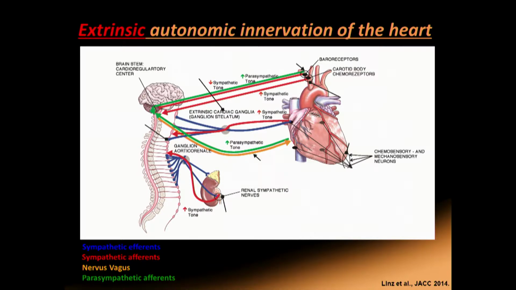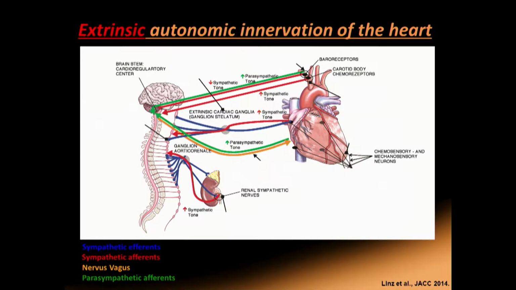In this first slide, you can see the complex interaction between the central sympathetic nervous system and the heart. The heart is innervated by both sympathetic as well as parasympathetic efferents. The sympathetic efferents mainly originate at the thoracolumbar region of the spinal cord, and the information reaches the ganglion stellatum, which is located behind the second rib, just below the subclavian artery, and then is further transported toward the heart.